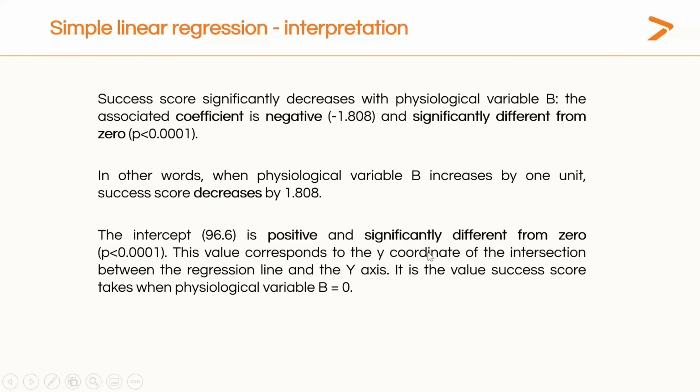The intercept is positive and significantly different from 0. This value corresponds to the y-coordinate of the intersection between the regression line and the y-axis. And more concretely, it's the value the success score takes when physiological variable B equals 0. So sometimes it's a bit surrealistic, but sometimes it can make sense.